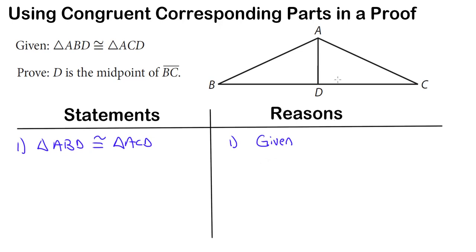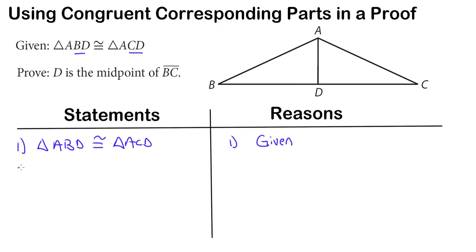So how can we use this to prove that D is the midpoint of line segment BC? Well, we have to go back and think about what we know about midpoints. We know that midpoints bisect a line segment, which means they cut them perfectly in half, which means that BD and DC are congruent. They have the same measure. The question is, can we prove that BD and DC are congruent? And the answer is yes, because we know that triangle ABD is congruent to triangle ACD. And if these two triangles are congruent to each other, then their corresponding parts are also congruent. And we know that BD and CD are corresponding parts.